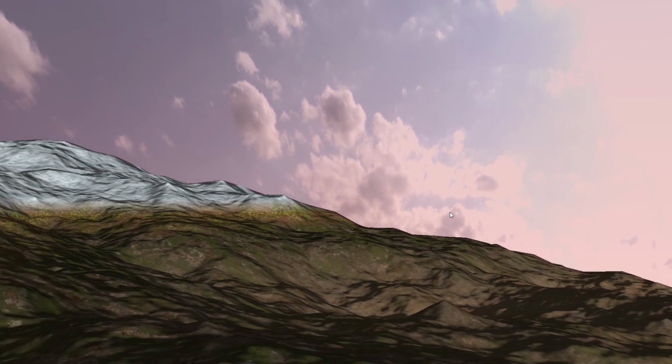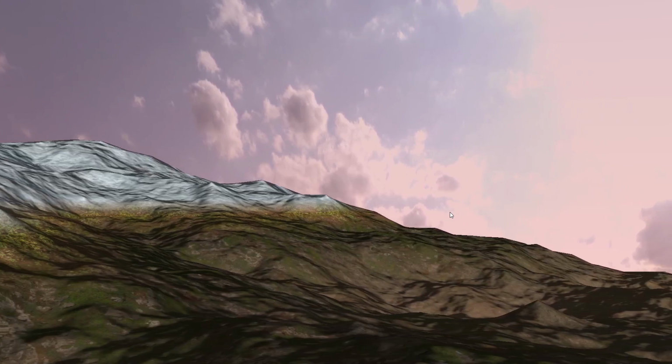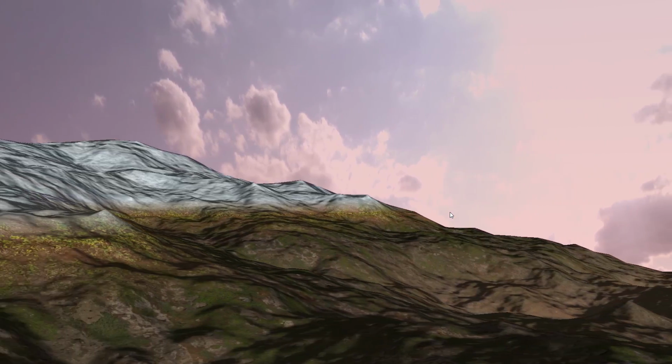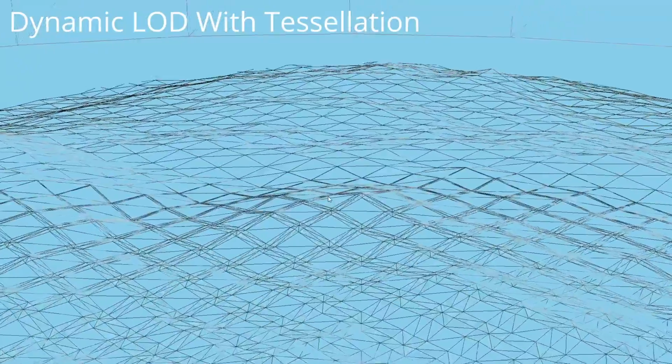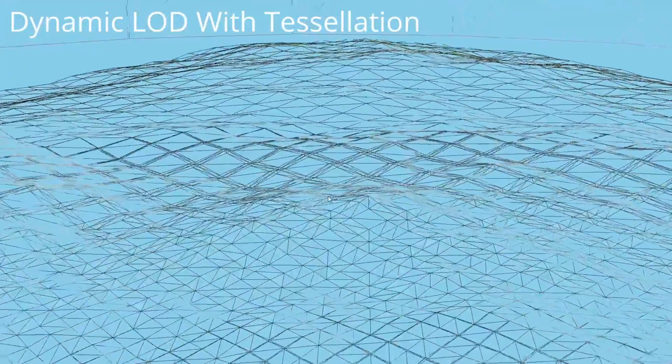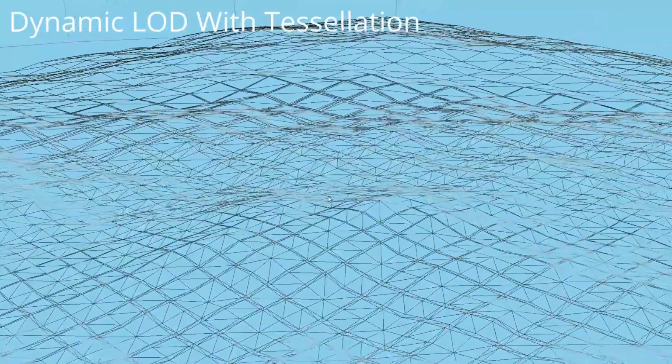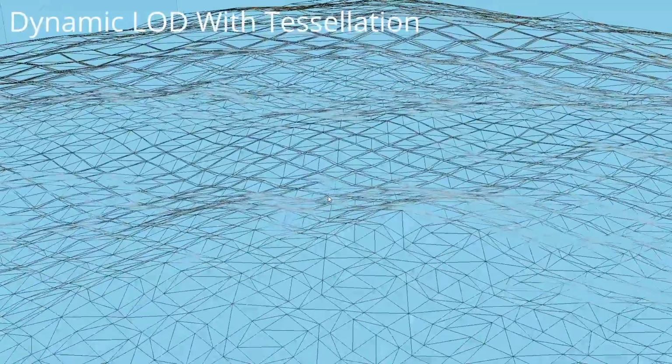Welcome back to the terrain rendering series. Today we're going to integrate the tessellation pipeline into the terrain system. This will enable dynamic level of detail, which means that parts of the terrain closer to the camera will be rendered with more details and vice versa.